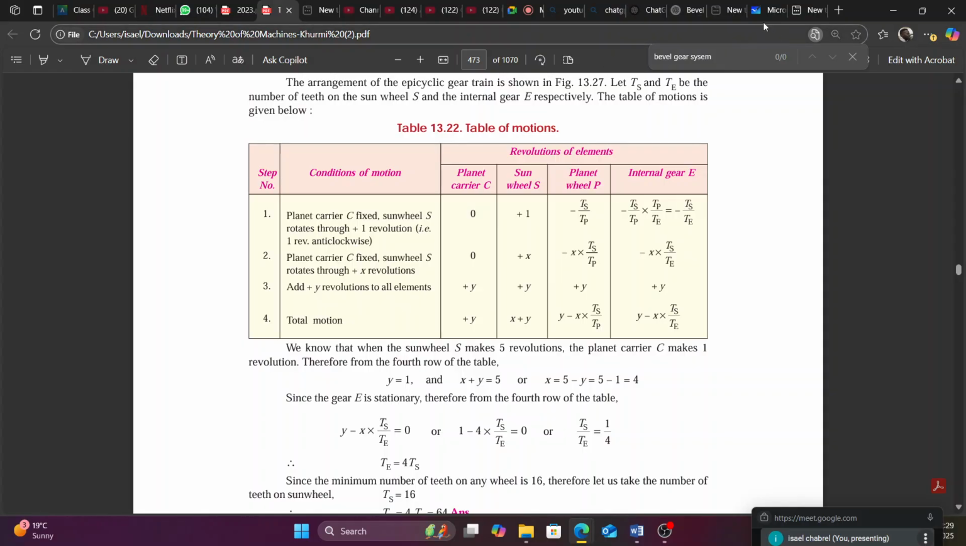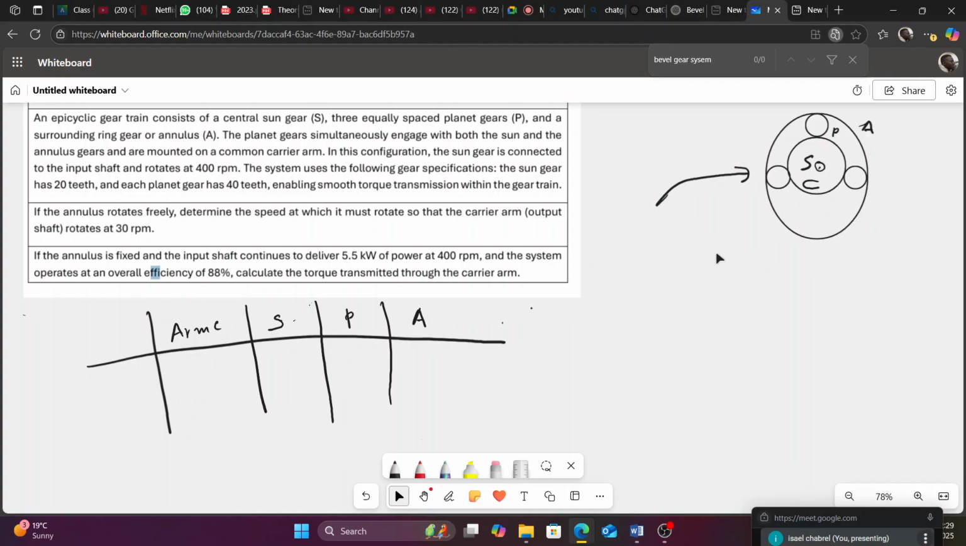Now, what is happening, guys? If you remember yesterday, I said in this topic, when we talk about anti-clockwise, it means talking about what? Positive. Clockwise, it means we're talking about what? Negative. That's what's happening here. Arm fixed means the speed at the arm is 0. So the first condition is we always fix the arm. That's the first condition.